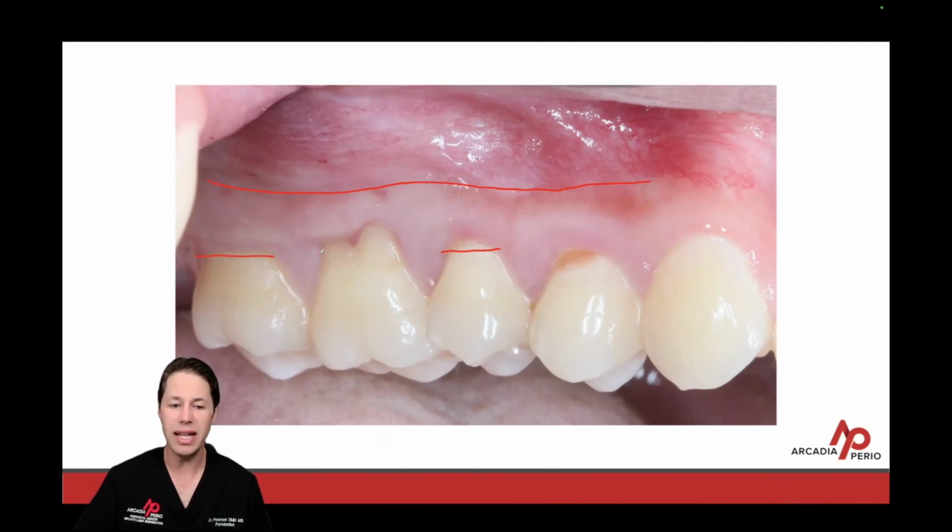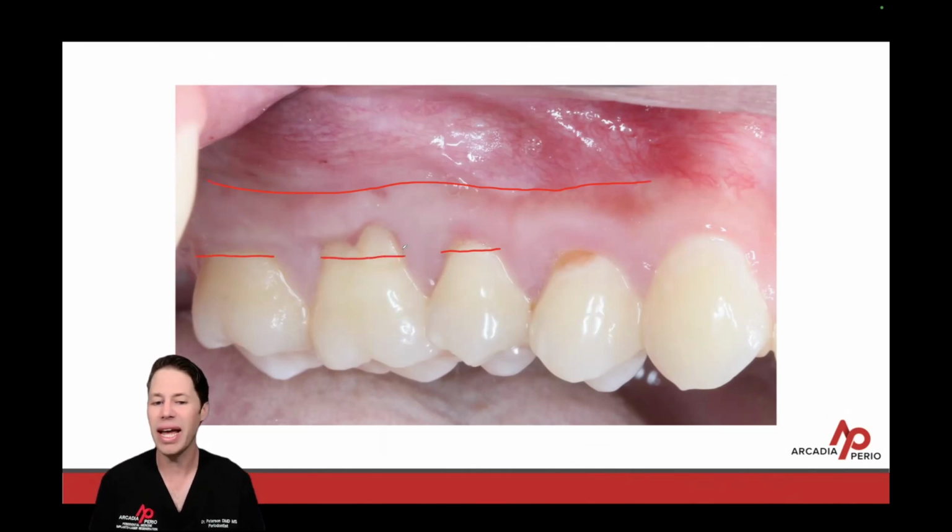So if we extend that line across, I would expect to gain about 80% root coverage, maybe 90 relative to the adjacent teeth. There's a little bit of the exposed root still remaining.